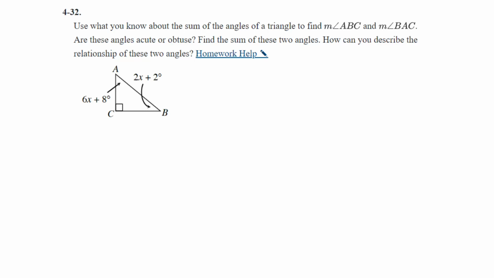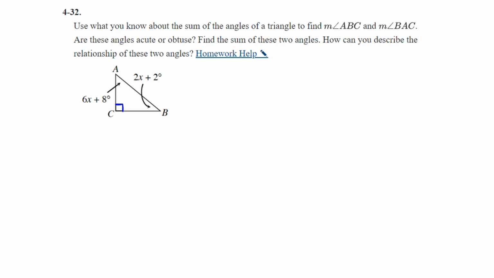Question 32, use what you know about the sum of the angles of a triangle to find the measure of angle ABC and the measure of angle BAC. Are these angles acute or obtuse? Find the sum of these 2 angles. How can you describe the relationship of these 2 angles? So we're looking at a couple different questions here. We do have a right triangle.